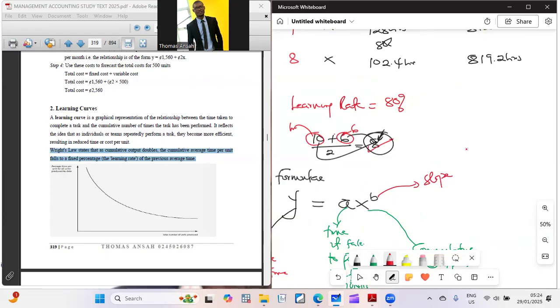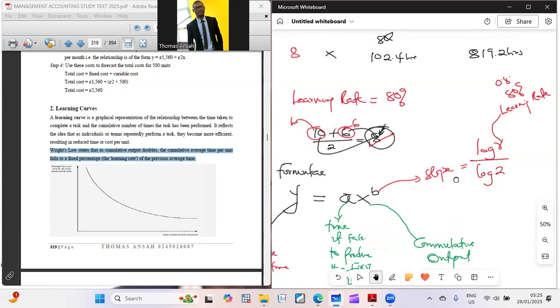And the slope B is given by log R over log 2. And what is R? R is the learning rate. In our situation, the learning rate was 80%, or 0.8. Log 2 is on your scientific calculator. So that is what the slope is.